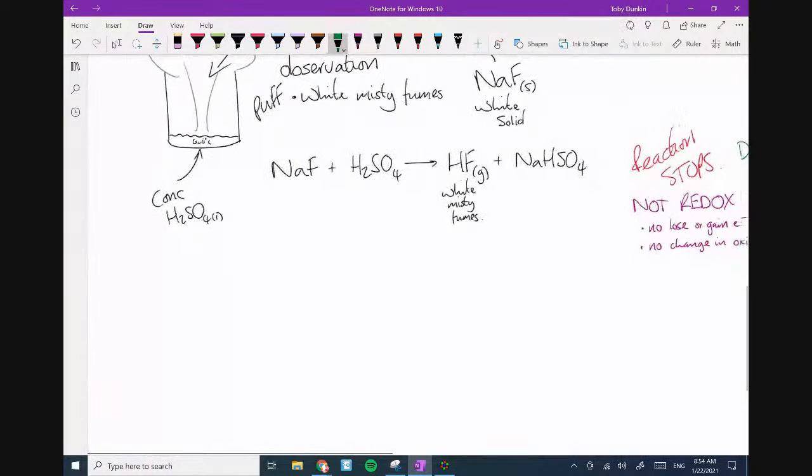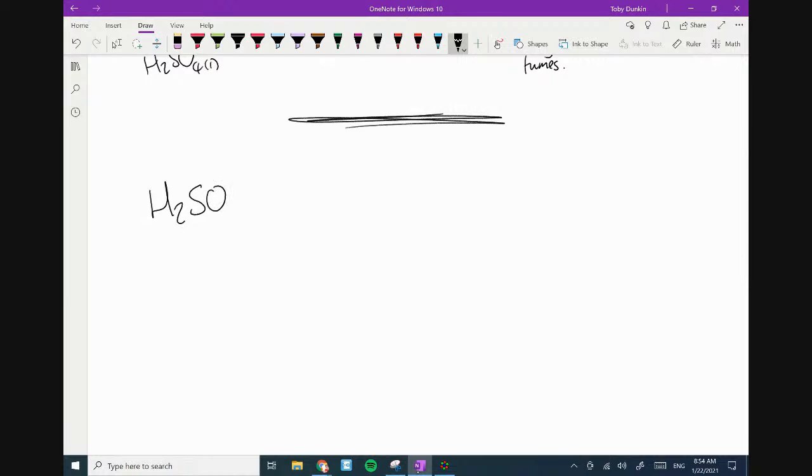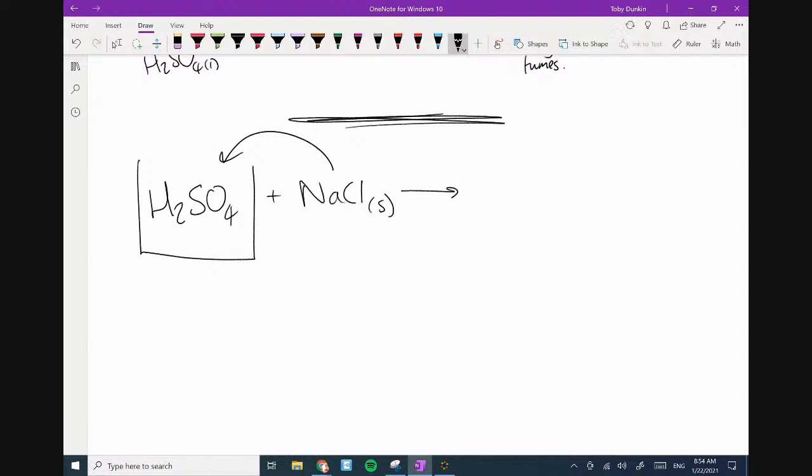We're now gonna follow this up with HCl. Let's do the HCl demo. I'm gonna take my concentrated sulfuric acid in the beaker. I'm gonna throw into it sodium chloride solid. I throw it in. And poof, instantaneously, HCl gas. Poof, white, misty fumes.